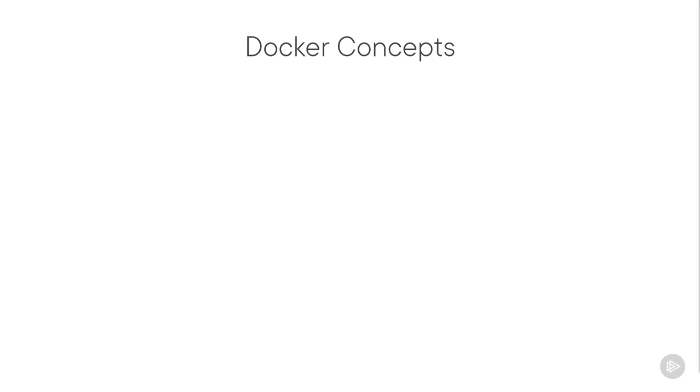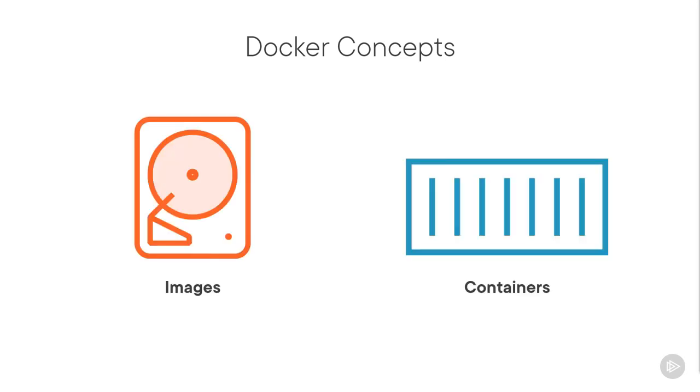We have two important concepts to keep separate in Docker. There are images, and then there are containers. You can think of an image as a snapshot of a hard drive, whereas a container is a full running machine. That's not exactly right, but it gets you into the right mindset.